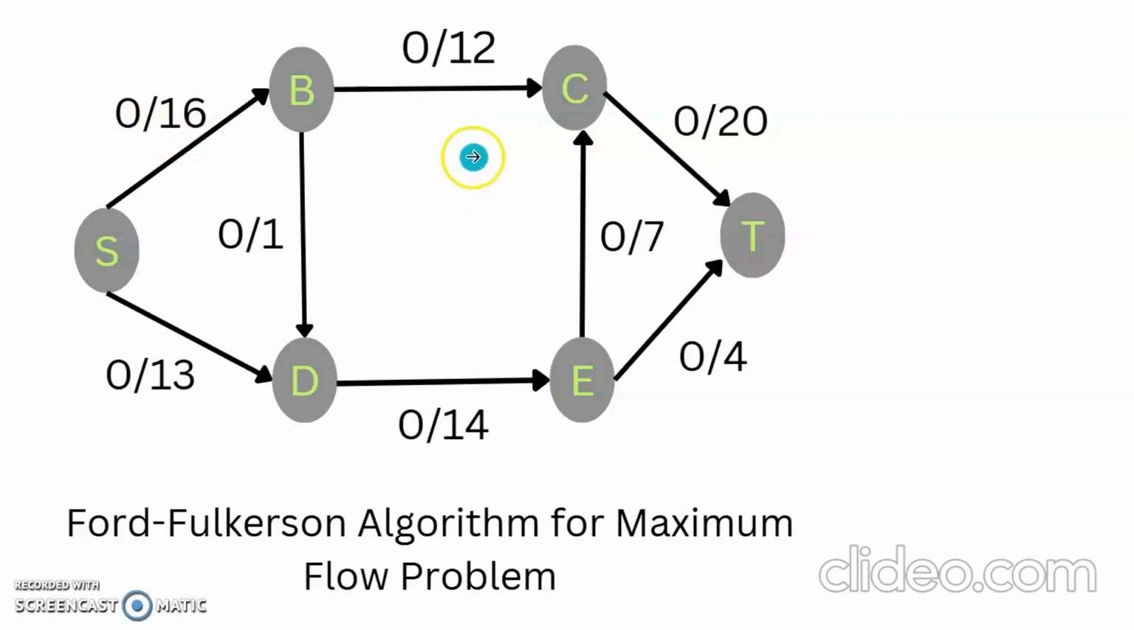For example, if you take 0 by 7, that means the total capacity of E to C is 7 liters, but I have not used anything, so 0 by 7. That is the meaning of 0 by 7, or 0 by 16, or 0 by 14. For example, if you take D to E, the capacity is 14, but I have not used anything, so 0 by 14. Like that, you have to mark all the edges as 0 slash the capacity of that particular edge.